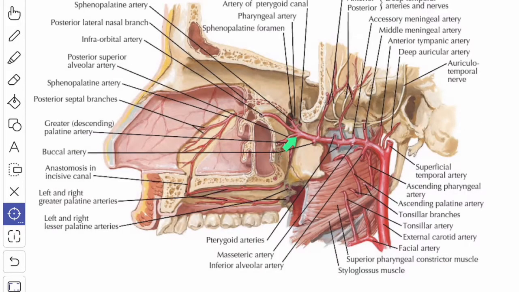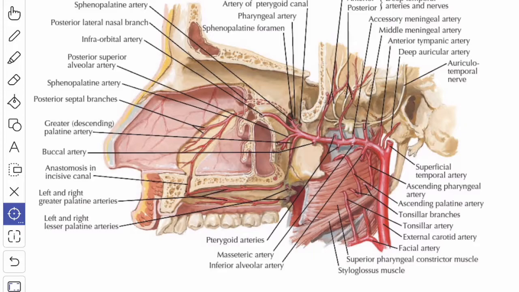The next artery we'll see is the greater palatine artery. This is also known as the descending palatine artery. It passes through the greater palatine canal and appears in the posterolateral corner of the oral surface of the bony palate, and then it runs forward in the groove close to the alveolar border, and the terminal part of the artery runs upward through the lateral part of the incisive canal and anastomoses with the long sphenopalatine artery.